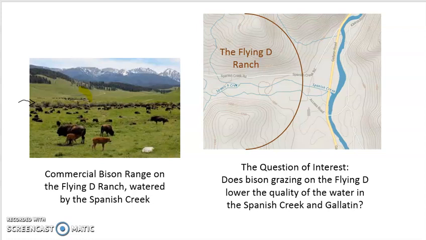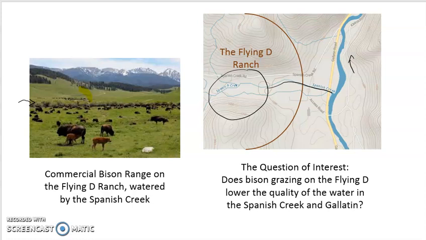So the Flying D Ranch is watered by the Spanish Creek, but the bison are essentially in this area, and what goes into the water from the bison goes out through the Spanish Creek and flows into the Gallatin. The Gallatin flows to a town called Bozeman, and a lot of ranchers use the water. The town of Bozeman uses the water. It's a primary water source.